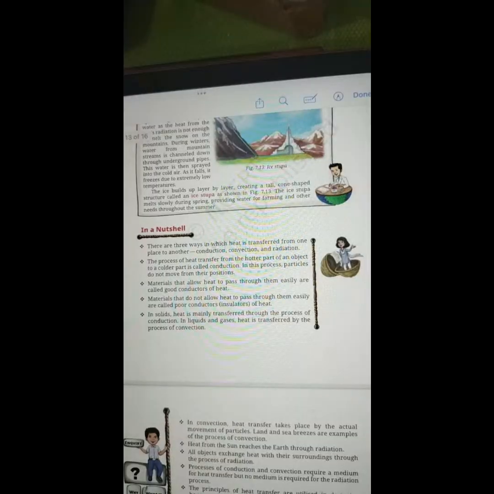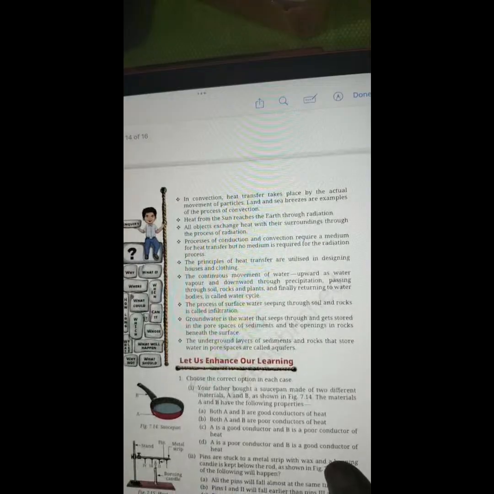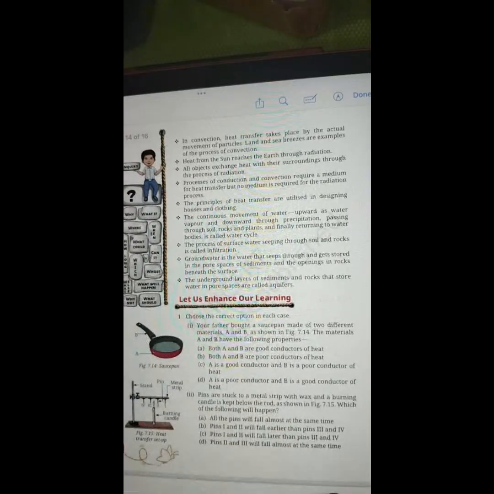So this is the summary. This you can read on your own in a nutshell. Here are a few more points in a nutshell. And then we have questions starting from here.